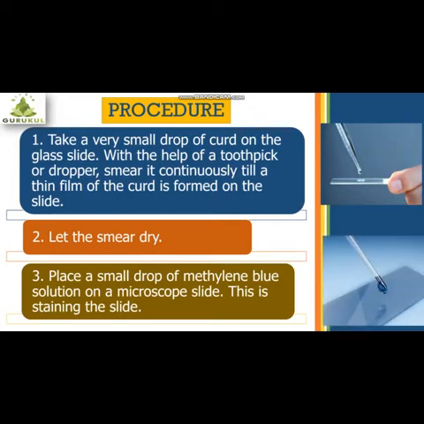Then what we will do, we will add a small drop of methylene blue solution on the microscopic slide. And this is staining. So a microscopic slide means glass slide. And this is the staining agent or the staining solution for the slide. It will stain the slide. It will give a particular color to the slide.